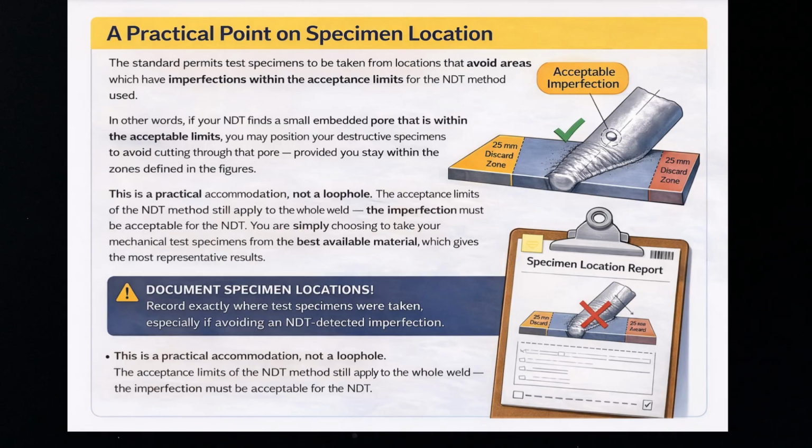This is a practical accommodation, not a loophole. The acceptance limits of the NDT method still apply to the whole weld. The imperfection must be acceptable for the NDT. You are simply choosing to take your mechanical test specimens from the best available material, which gives the most representative results. Remind viewers, specimen location decisions must be documented. Record exactly where specimens were taken, especially if you are avoiding an NDT-detected imperfection.